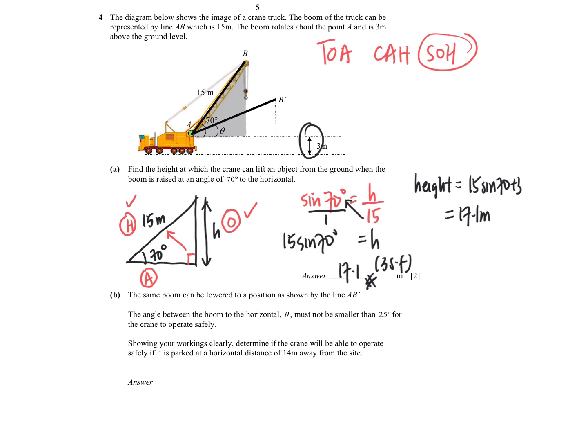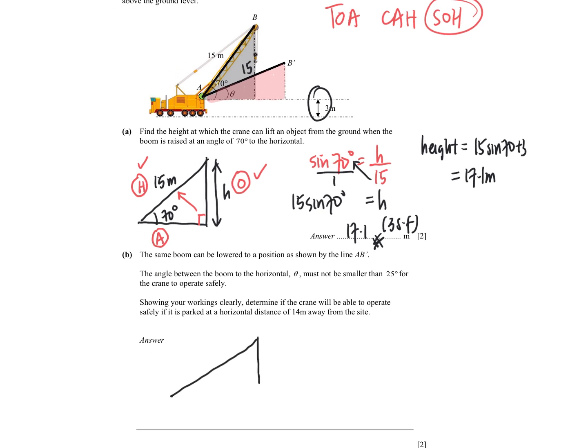Okay, next one. It says that this same boom can be lowered to another position. So now this is the new triangle. The length of the boom won't change, it's still 15. Now they are saying that this angle must not be smaller than 25. If it is smaller than 25, it's not safe anymore.